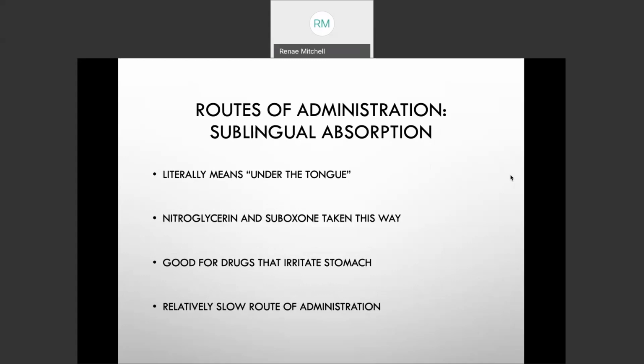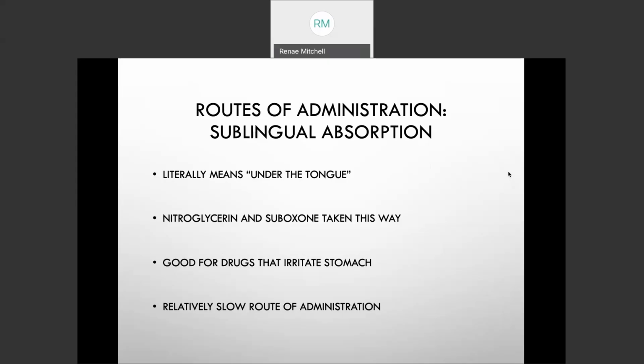Sublingual absorption is another type of absorption. So rather than through the skin, this is occurring under the tongue. Sublingual literally means sub, beneath the tongue. Nitroglycerin and Suboxone are both taken this way. Nitroglycerin is a drug that's used for heart disease, and Suboxone is used as an opiate agonist. It's a way of helping treat opiate addiction.